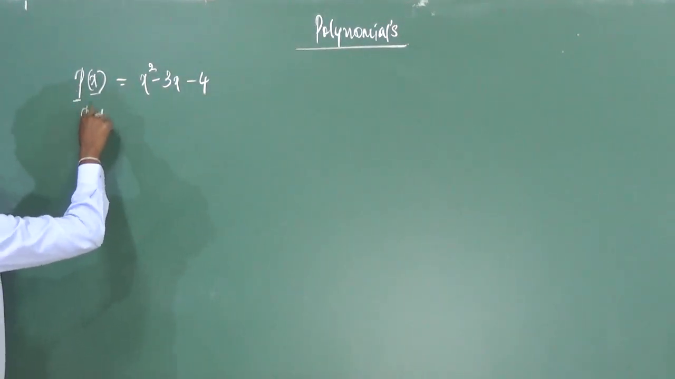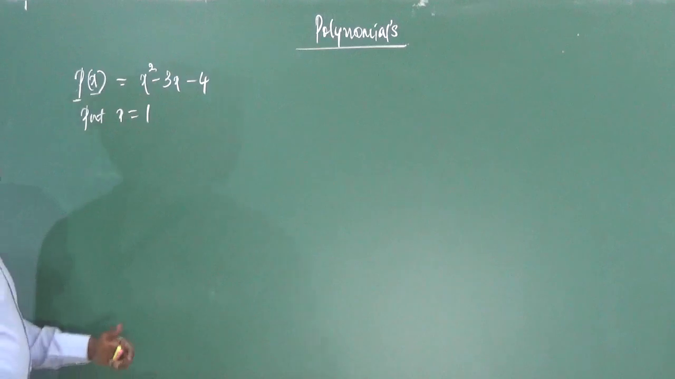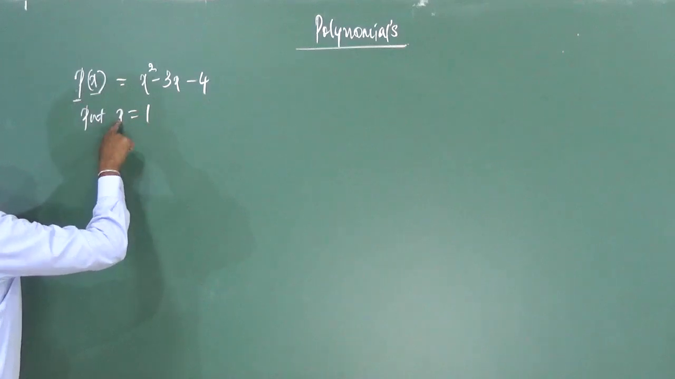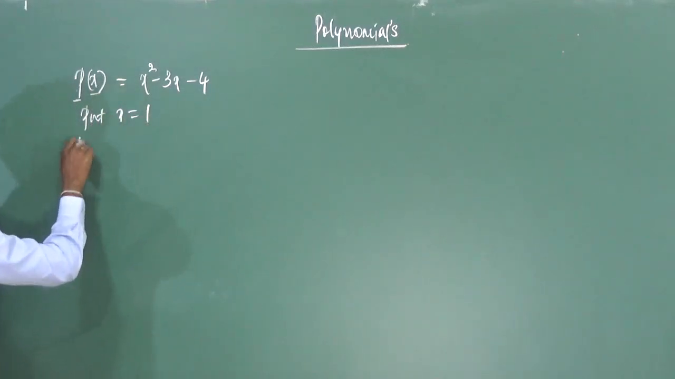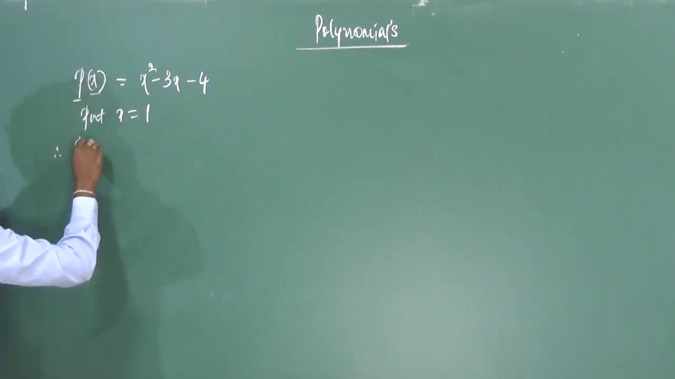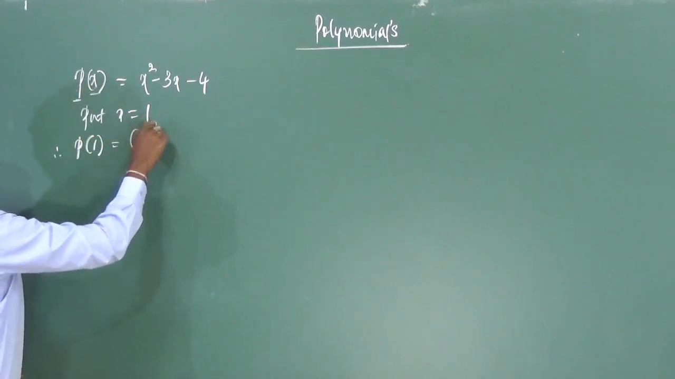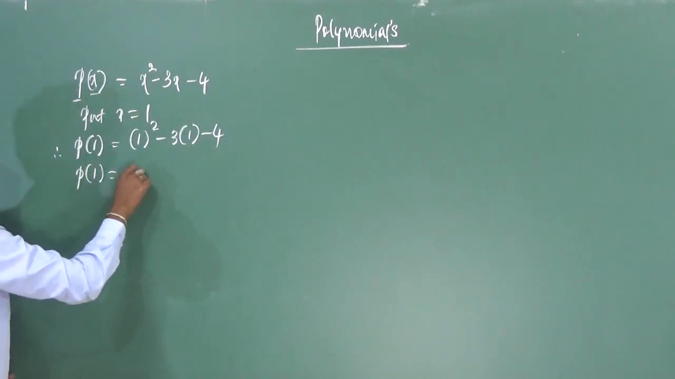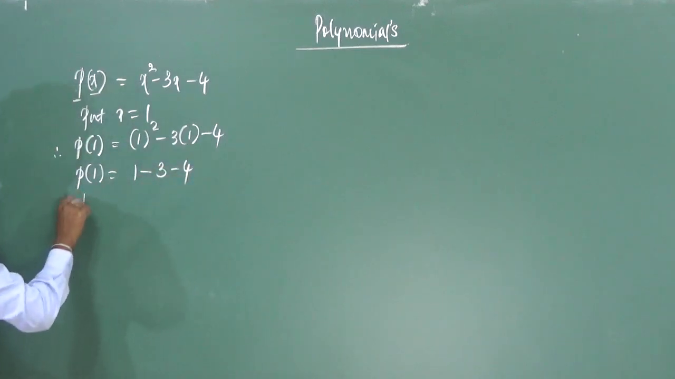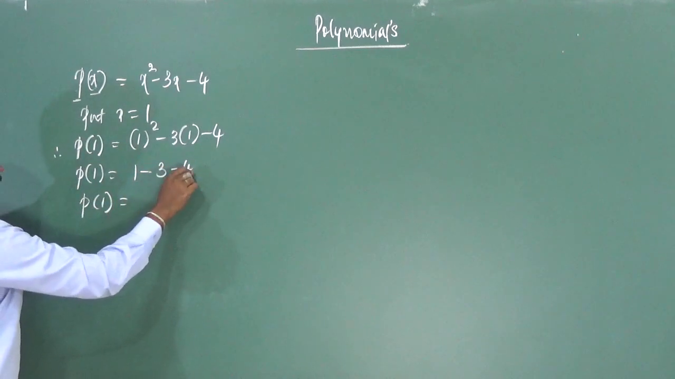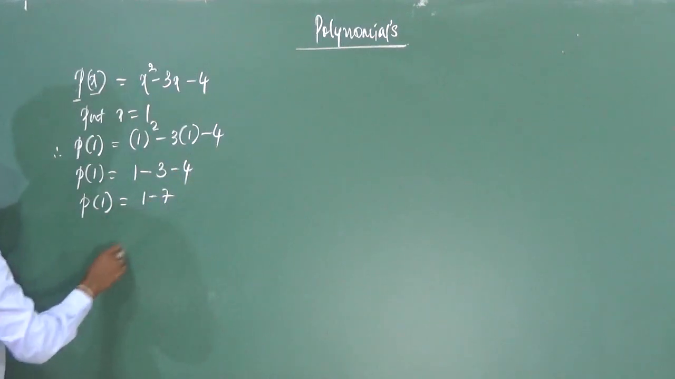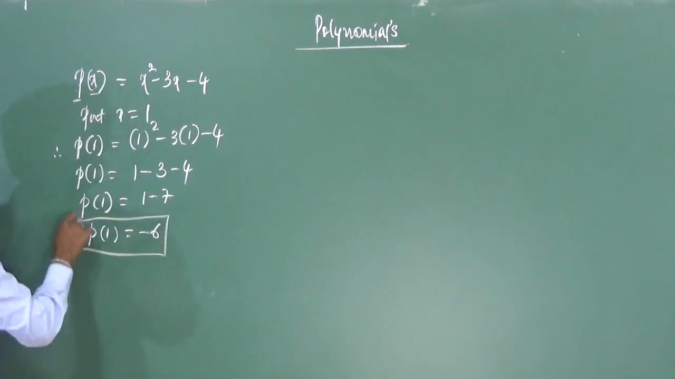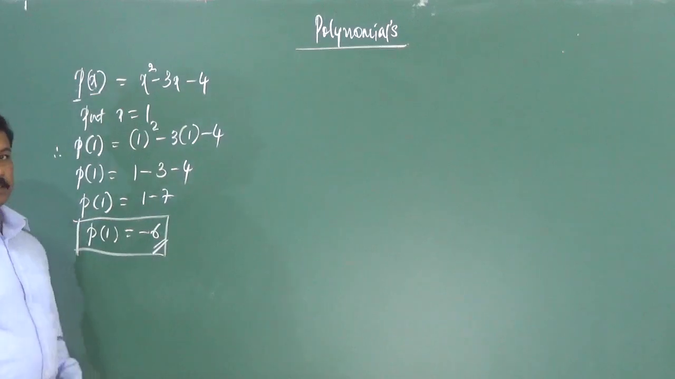We will put x equal to 1 and see what happens. In place of x, we are going to substitute 1, or replace x by 1. So that becomes p of 1 is equal to 1 square minus 3 into 1 minus 4. So p of 1 is equal to 1 square is 1, minus 3, minus 4. Minus 3 minus 4 is minus 7. So p of 1 is 1 minus 7, which is minus 6. So here we have a value, that is minus 6.